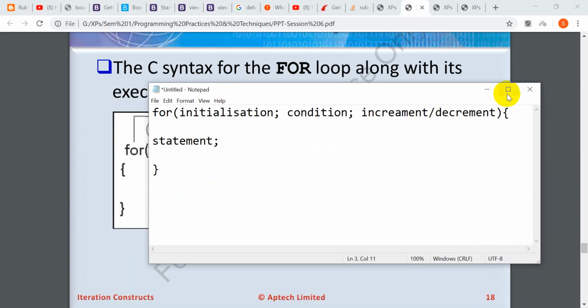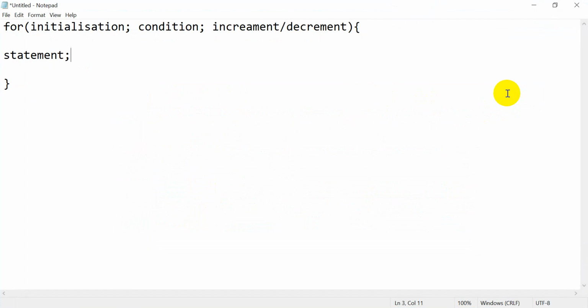Now let's see. So you see now we have for loop initialization, condition, increment or decrement, then the statement. Do you know how this works? Let me show you. For initialization, where we want our counting to start from. Maybe we have count. We want our counting to start from 0.